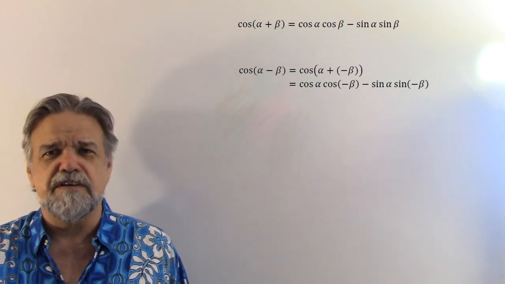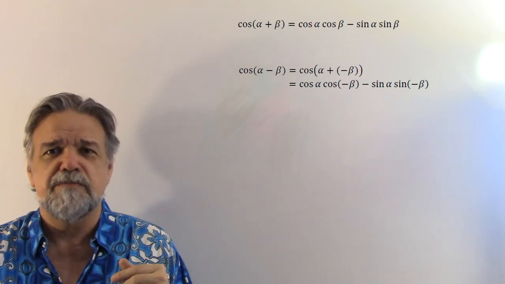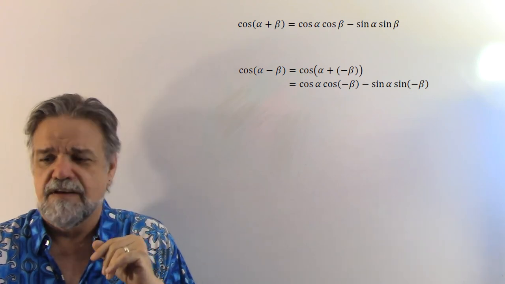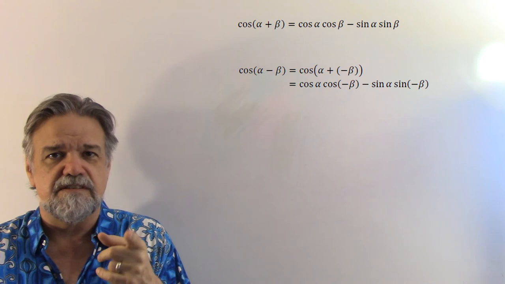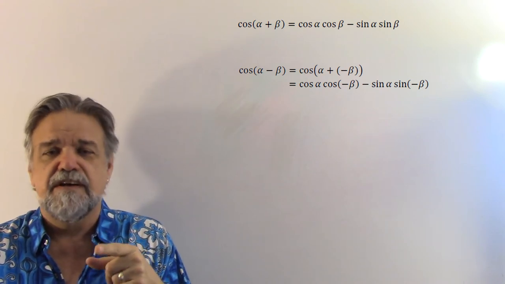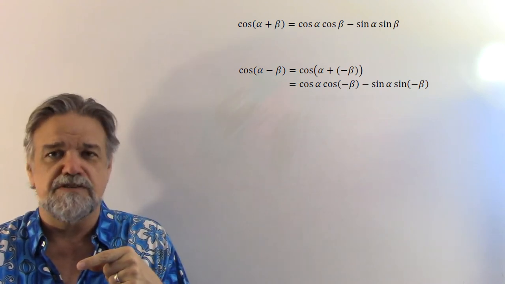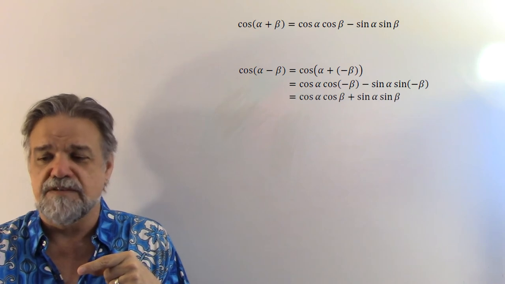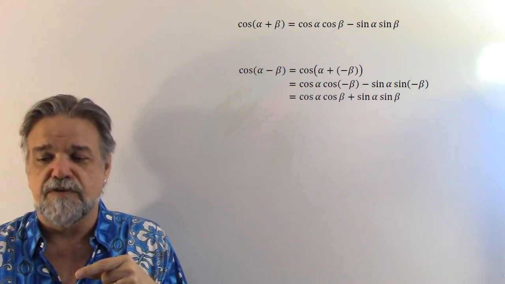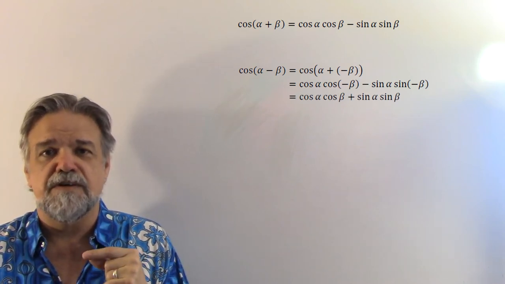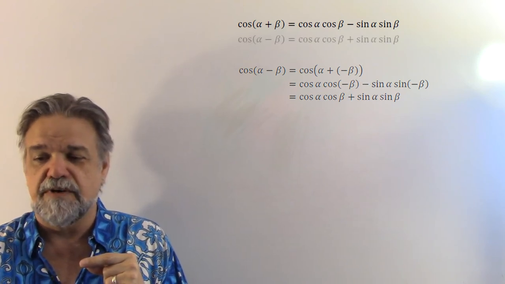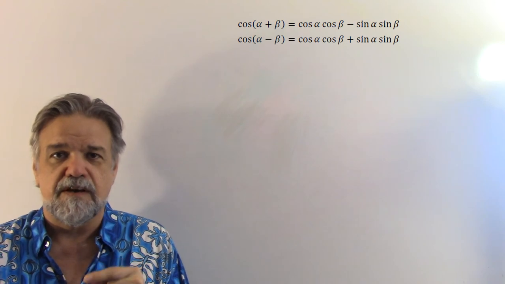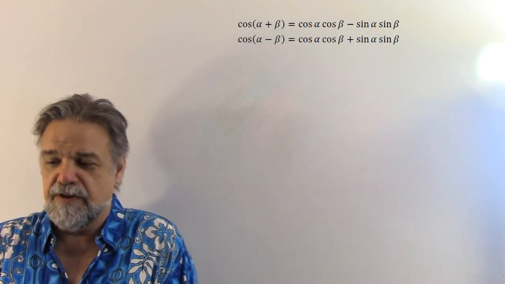And let's see, cosine of negative beta, cosine's even. So the cosine of negative beta and the cosine of beta, that's the same thing. And the sine of negative beta, sine is odd, so that's the same thing as negative sine of beta. And if I'm subtracting, that means that subtraction is going to turn into positive, and I end up with cosine of alpha cosine of beta plus sine of alpha sine of beta, and that's my next tool. That's my next identity. Okay, so we're a third of the way there.